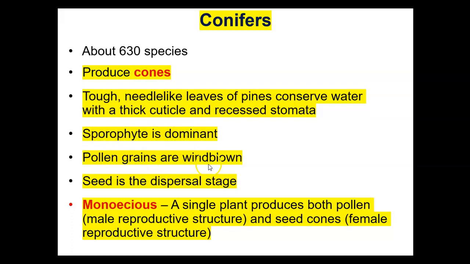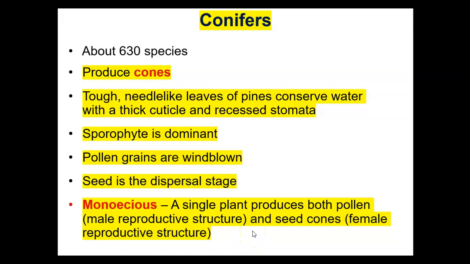Pollen grains in conifers are windblown rather than carried by insect pollinators, that kind of thing. The seed of the conifer tree is the dispersal stage, and that is also true in angiosperms. And conifers are monoecious, and that means a single plant produces both the male reproductive and the female reproductive structure.